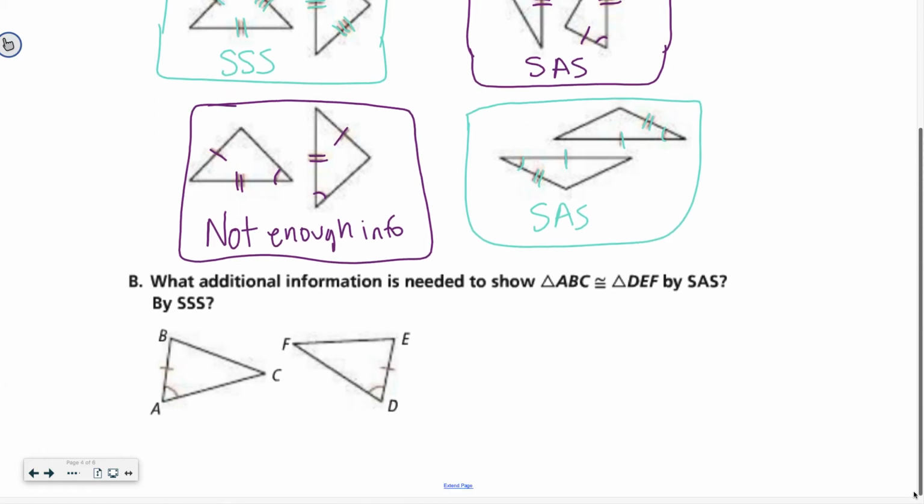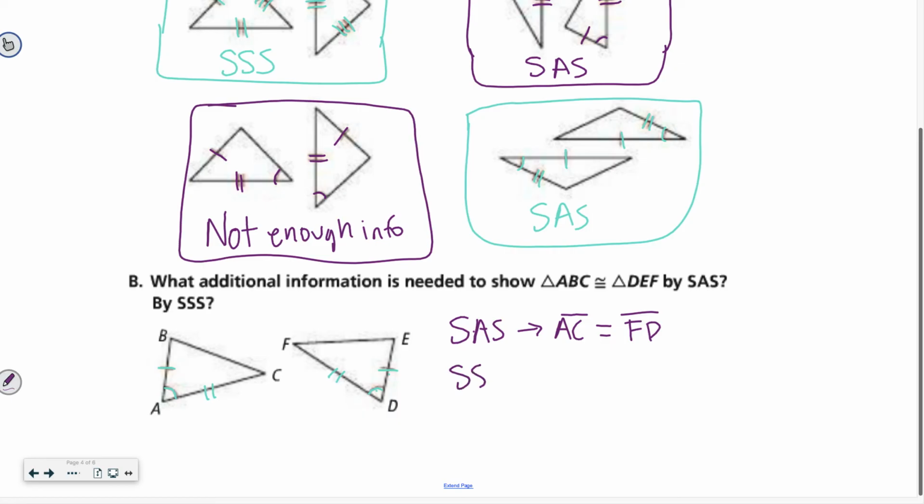And if I go down and I look at these triangles, I want to figure out what additional information I need in order to show that these two triangles are congruent by side, angle, side. So right now I have a side, angle, I have a side, angle. So I need that side, angle, side, angle, side. So for the side, angle, side, I have to add AC, segment AC has to be congruent to segment FD.